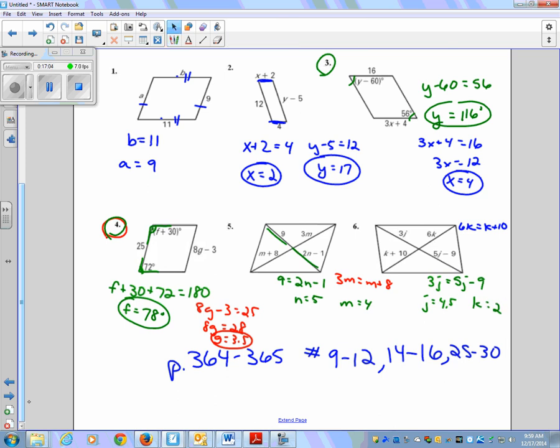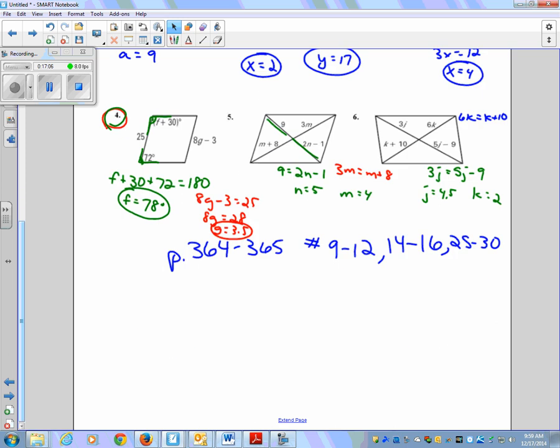Okay, your homework is actually this assignment right here. Page 364 to 365, 9 through 12, 14 to 16, and 25 through 30.